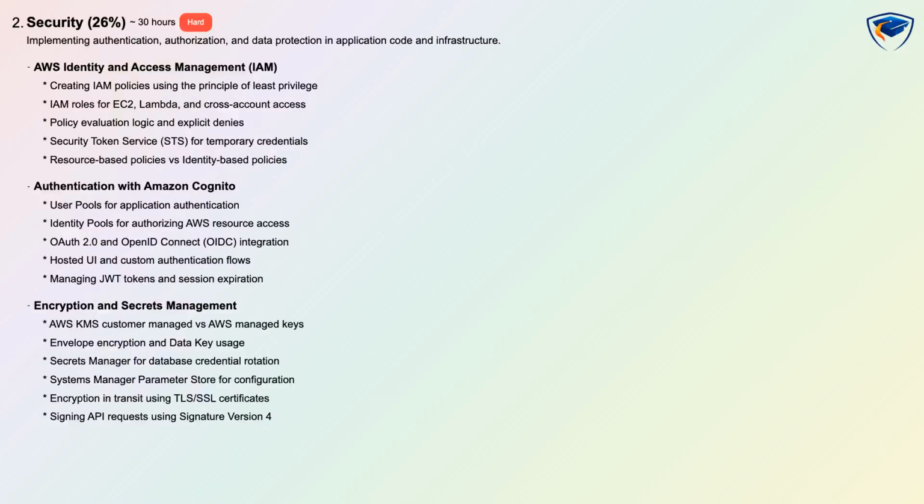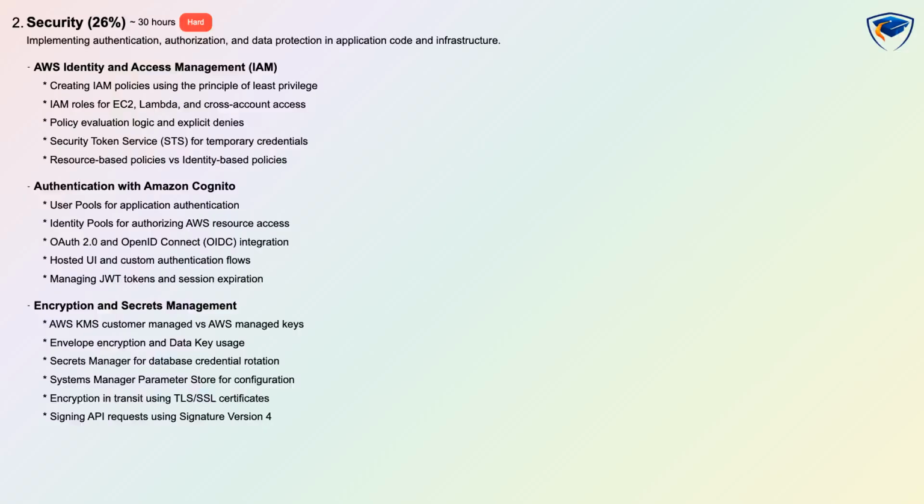Security is weighted at 26%, focuses on authentication, authorization and data protection, and is rated hard with an estimated learning time of 30 hours and scenario-based assessment. Master IAM by creating policies that follow the principle of least privilege, using IAM roles for EC2 and Lambda and for cross-account access, understanding policy evaluation logic and explicit denies, and using STS for temporary credentials as well as choosing between resource-based and identity-based policies.